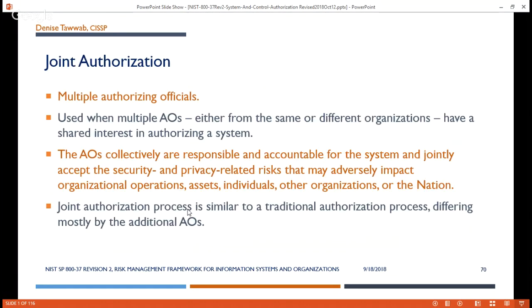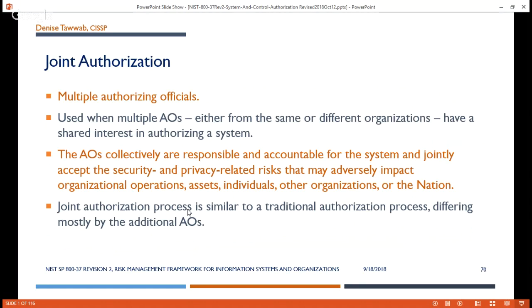In joint authorizations, you have multiple AOs, multiple authorizing officials. This is used when multiple AOs, either from the same organization or different organizations, have shared interests in authorizing a system. The AOs collectively are responsible and accountable for the system, and they jointly accept the security and privacy related risk that may adversely impact their organization. Okay, so they come together as a group and they are collectively responsible and accountable for the system.